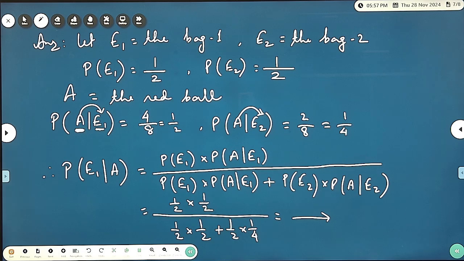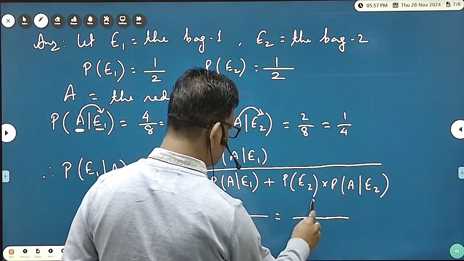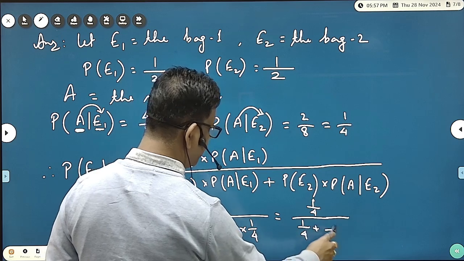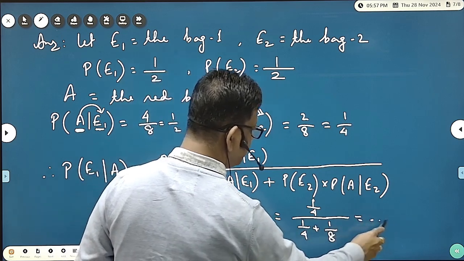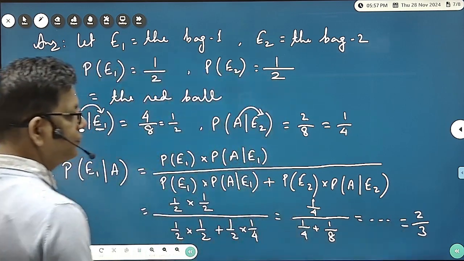And that is how the Bayes theorem works. So as he said, this calculation will finally be 1 by 4. It will be 1 by 4. This will also be 1 by 4 plus 1 by 8. And finally, after doing the steps, the answer comes to be 2 by 3.